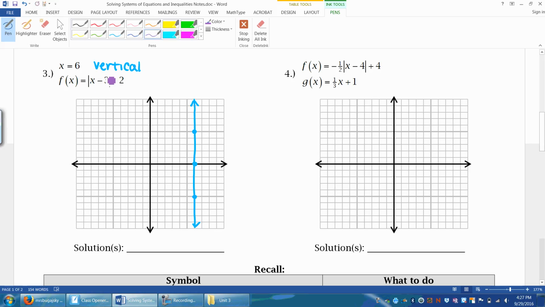F of x has the absolute value symbol, so this one is the V. It moves to the right 3 spaces and up 2 spaces. And has an invisible 1 out in front, so we go up 1, right 1. And on the other side, up 1, left 1. The intersection point is at 6, 5.